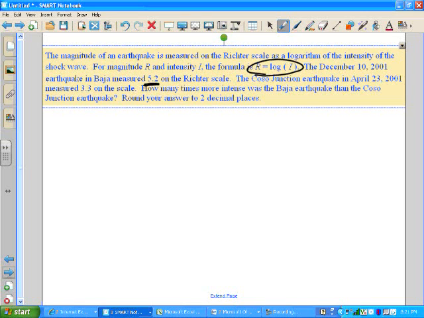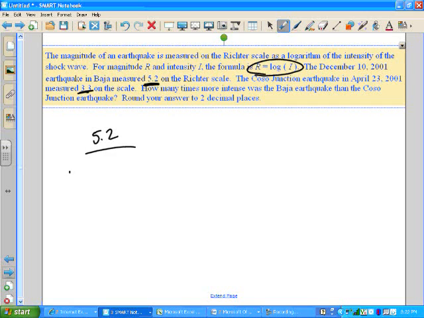And then the Costco Junction earthquake in April of 2001 measured 3.3. So the question is, how many more times, or how much more intense was the Baja earthquake than the Costco Junction earthquake? Okay, so what I need to really find is the intensity of both earthquakes. So let's start off with the one that they gave me first, the 5.2. So let's find the intensity of that.